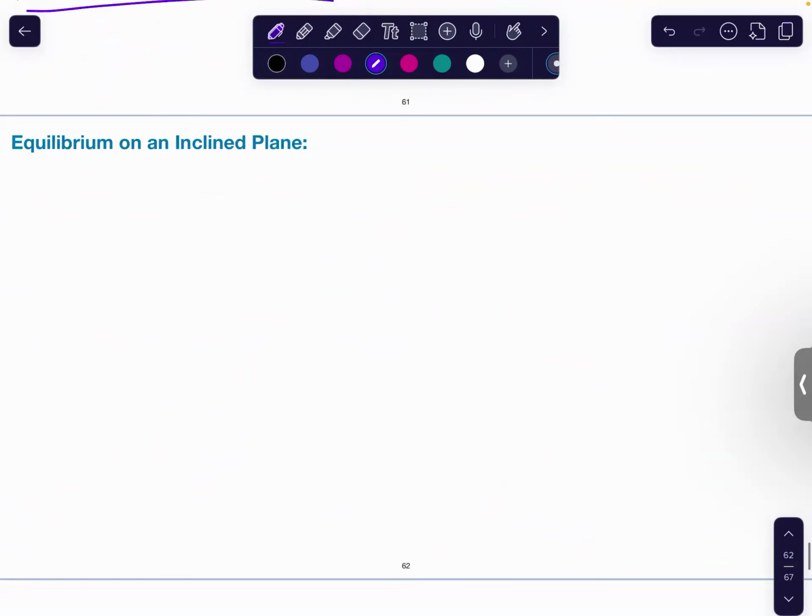Equilibrium on an inclined plane. So again, equilibrium: the sum of all your forces equals 0. So let's go ahead and look at our inclined plane.